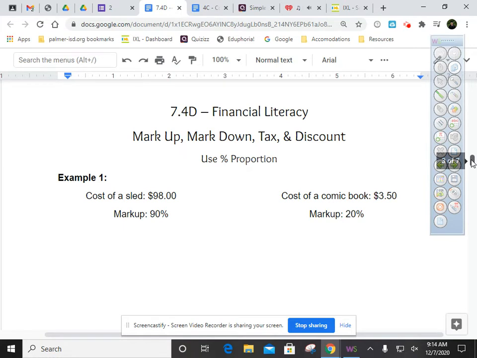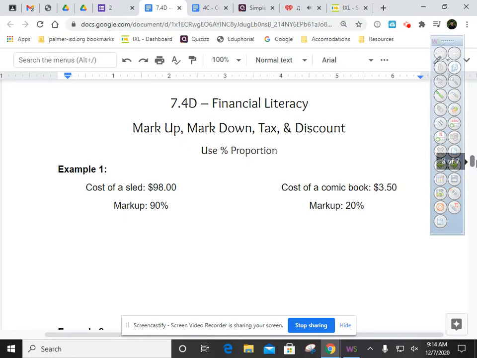And then turn the page to where it says 7.4D financial literacy. Listen to me. We have done this before. This year. What's it say? Mark up, mark down, tax, and we have done it this year. If something like example 1 says the cost of a sled and the markup is 90%, how do I find the markup?